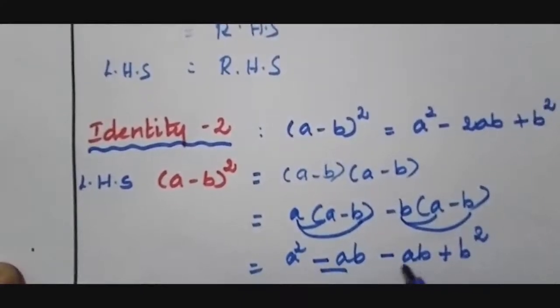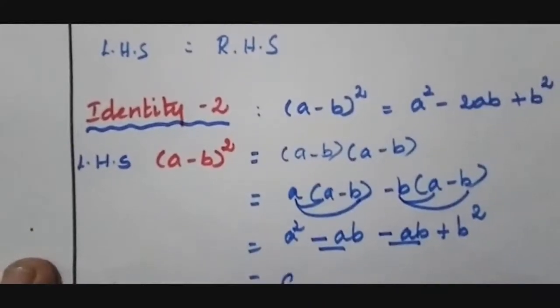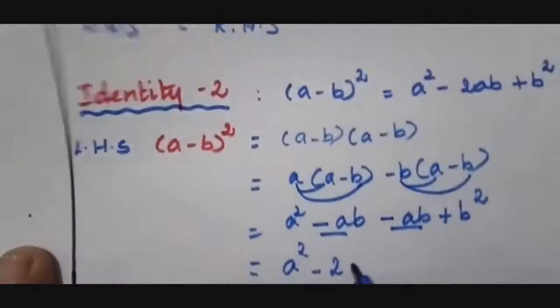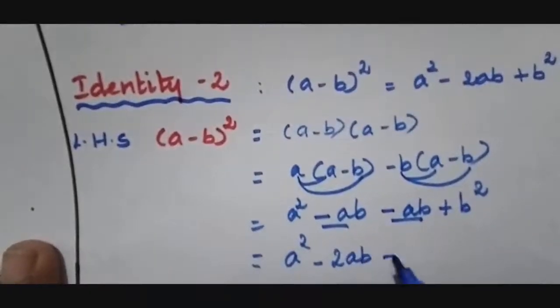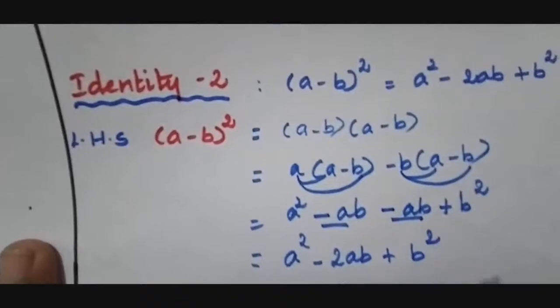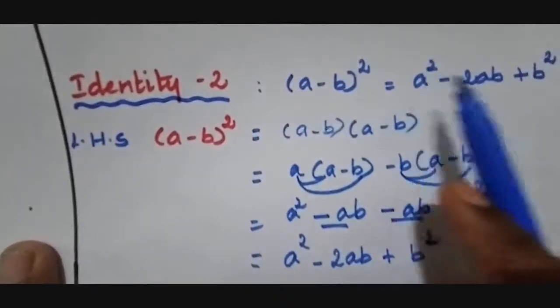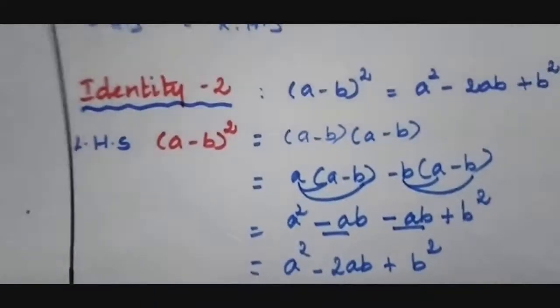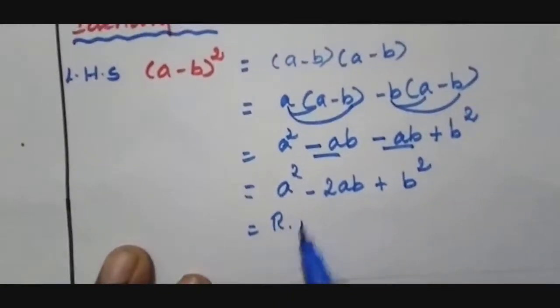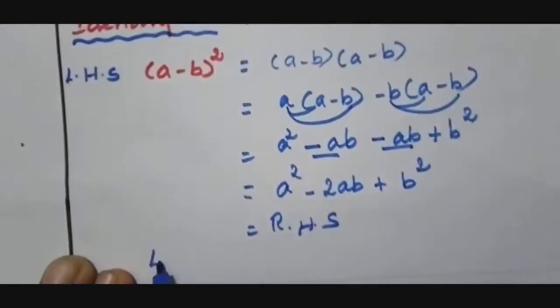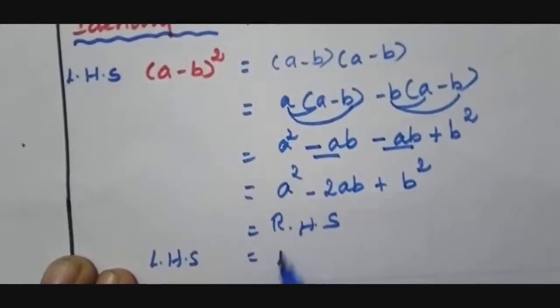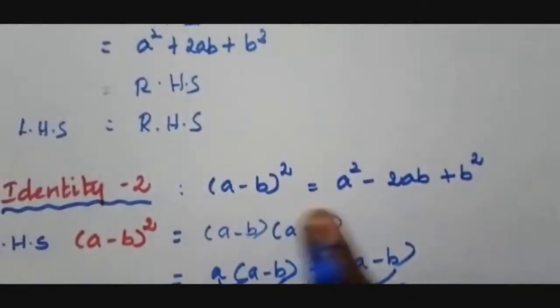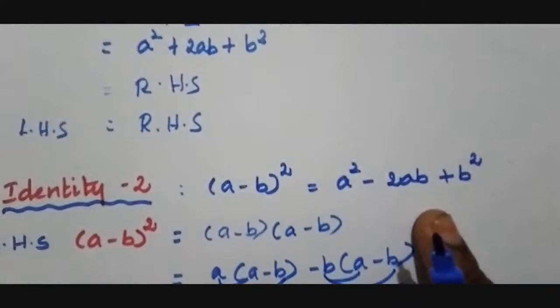This is minus ab minus ab. So you can add and write the same sign. A square minus 2ab plus b square. Now you have reached the RHS. A square minus 2ab plus b square. So LHS equal to RHS. So your second identity is a minus b the whole square is equal to a square minus 2ab plus b square.